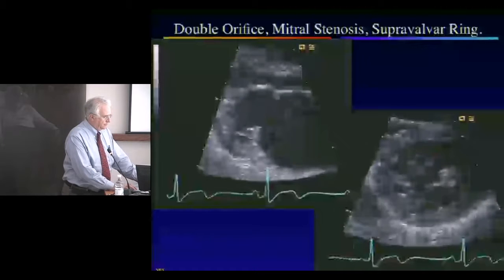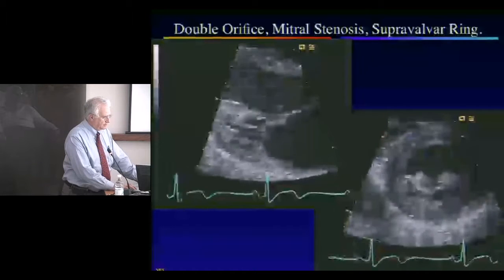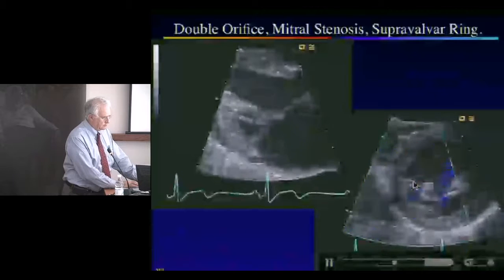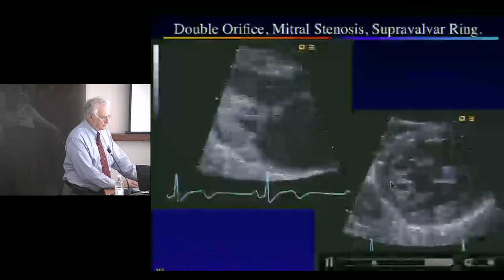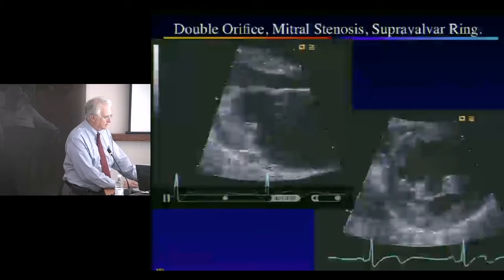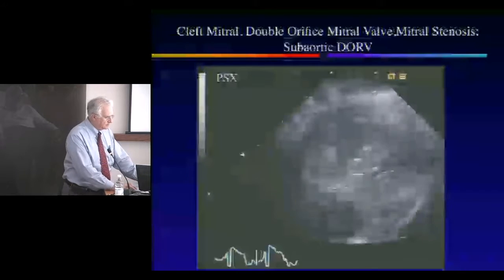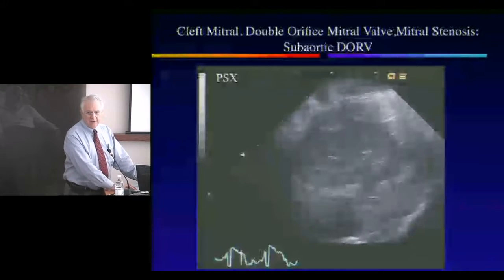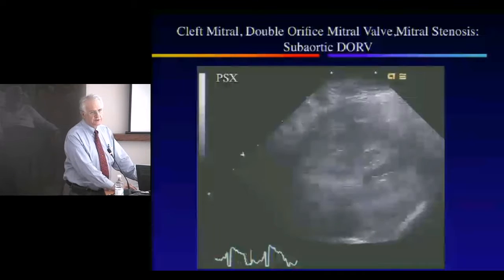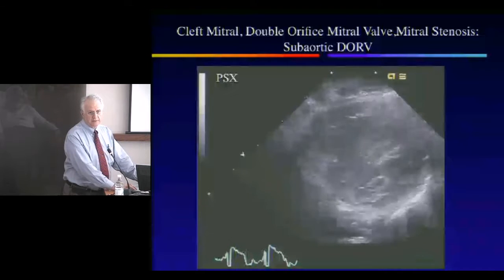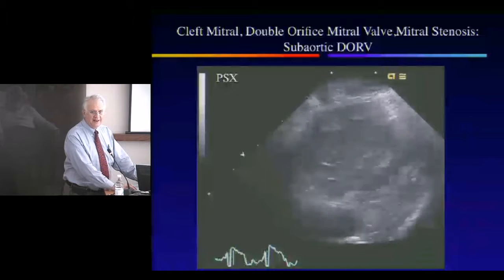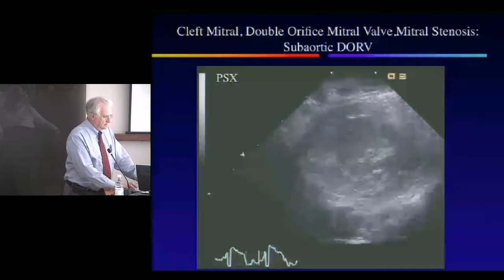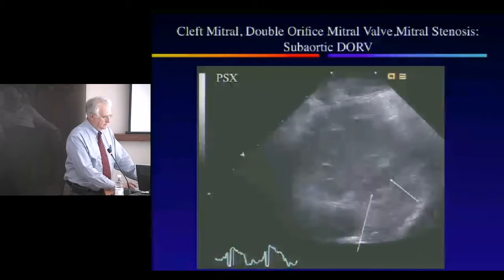And this is a double orifice, and I think this is reminiscent of what Dr. Sanders showed you. Two orifices to the mitral valve seen here in short axis. One there and one there with color going through separately in each one, and a supravalvar ring as well. And this is a patient with double outlet right ventricle and a very lousy mitral valve. Lousy is a slang word in English for bad, named after a louse. There's the other orifice.